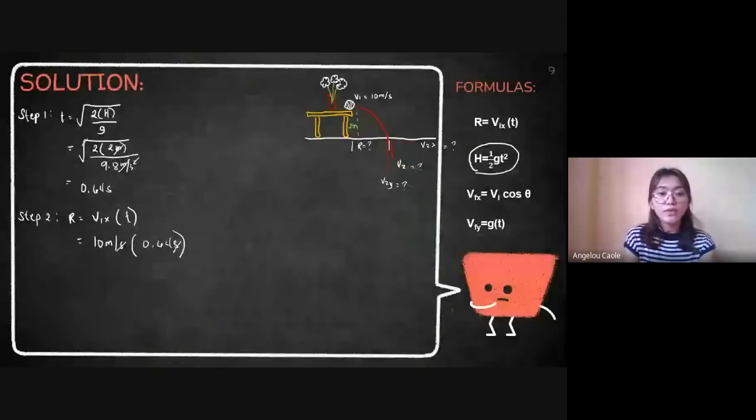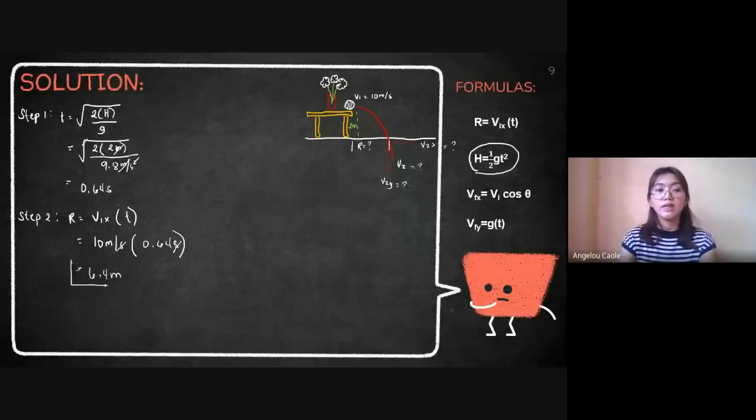Since we already have the time, we are now ready to solve for the value of the displacement, which is R is equal to Vix times time. So the initial velocity is equal to 10 meters per second times 0.64 seconds. Cancel seconds to seconds. So 10 times 0.64 is equal to 6.4 meters. So this is one of the unknown quantities.